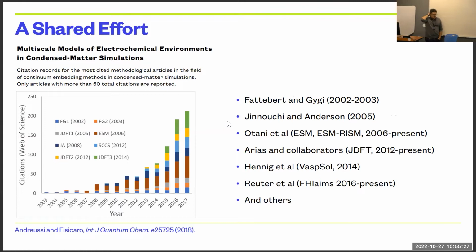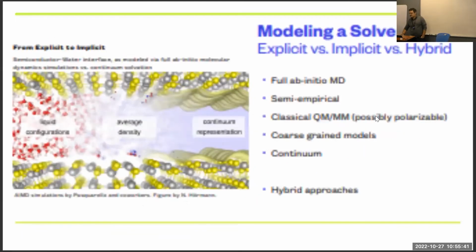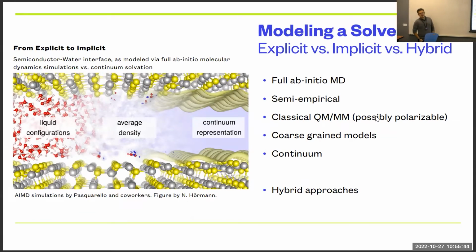And this has been a collective effort in recent years. I would say it really started around 2002, 2003 with the work of Fattebert and Gygi. Let me clarify one thing. These continuum models of solvation have been around for a very long time in quantum chemistry. I told you at the beginning that quantum chemistry simulations focus on small molecules in vacuum, but most of chemistry happens in solution. So continuum models were introduced in quantum chemistry a long time ago, and they've been quite successful, but they were not used in material simulations for a while. I'll try to explain the reason for the difference between the two in a second.